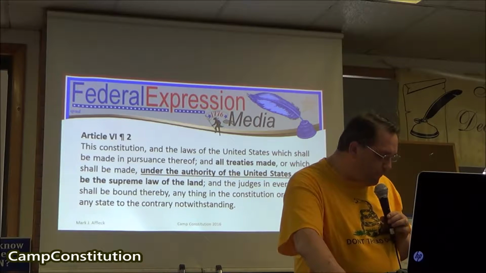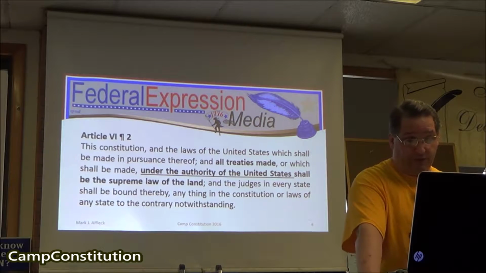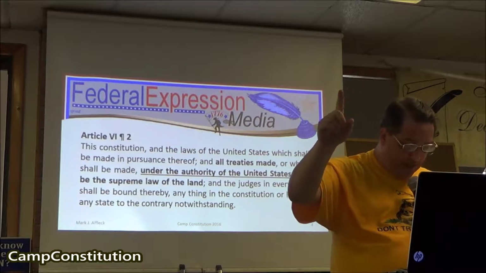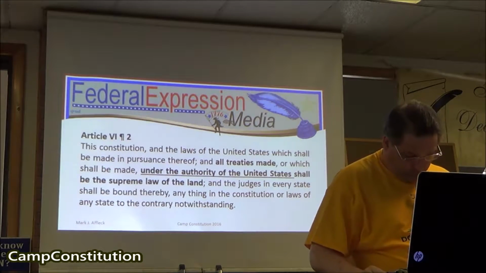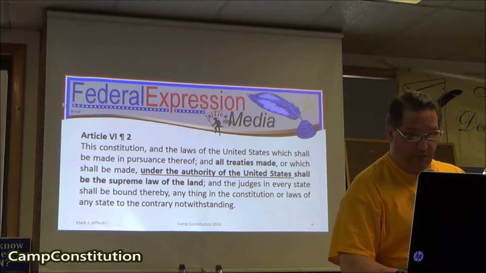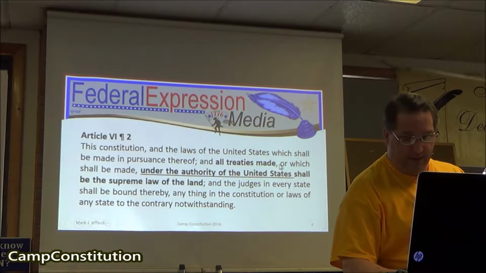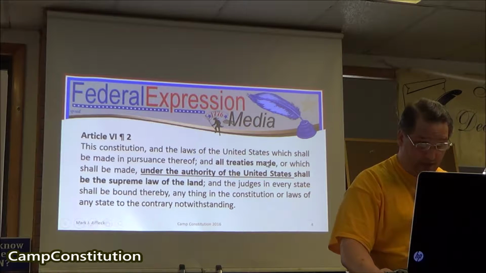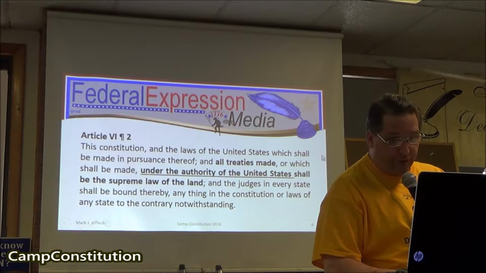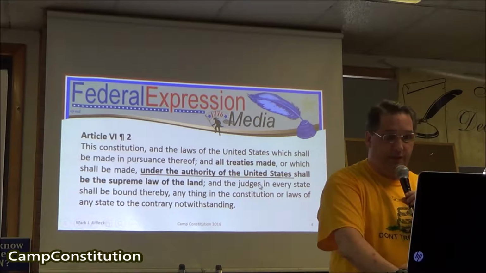So let's pull it apart. There are 4 things that are being named supreme in the supremacy clause, believe it or not. Number 1, the Constitution shall be the supreme law of the land. Number 2, the laws of the United States, which shall be made in pursuance thereof, shall be the supreme law of the land. Number 3, all treaties made, past tense now, shall be the supreme law of the land. And the 4th thing is all treaties which shall be made under the authority of the United States shall be the supreme law of the land.